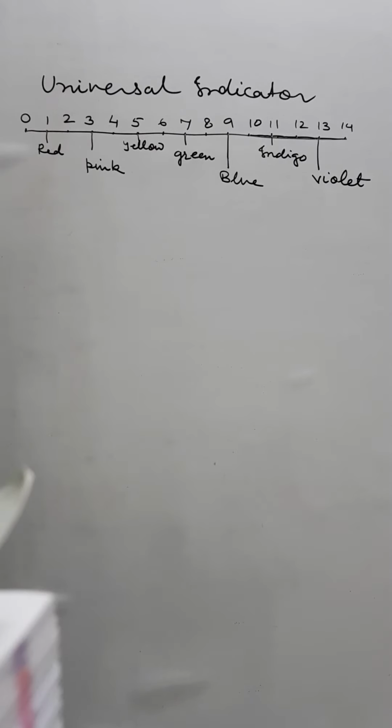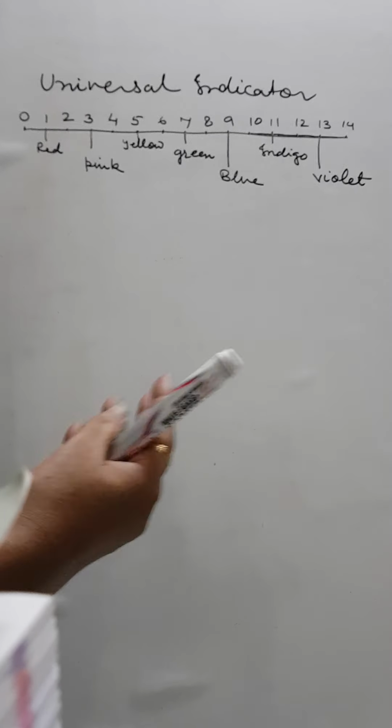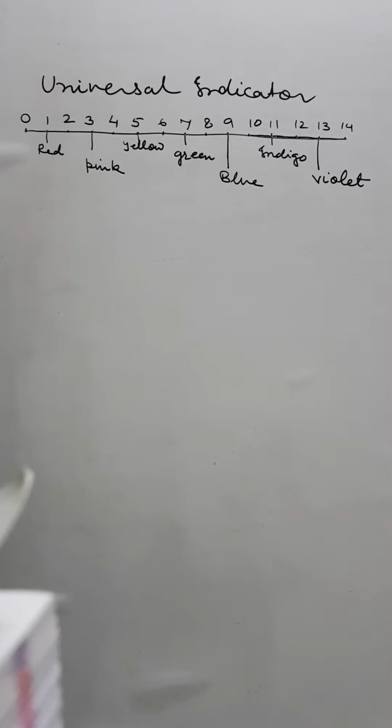So I am repeating, what is this universal indicator? It's a mixture of dyes which show, in short, you don't have to go by bookish because this is not a definition. They are themselves trying to tell you in short what a universal indicator is. So I am telling you, they are simply a mixture of dyes which show different colors in different medium. That is all about your universal indicators.